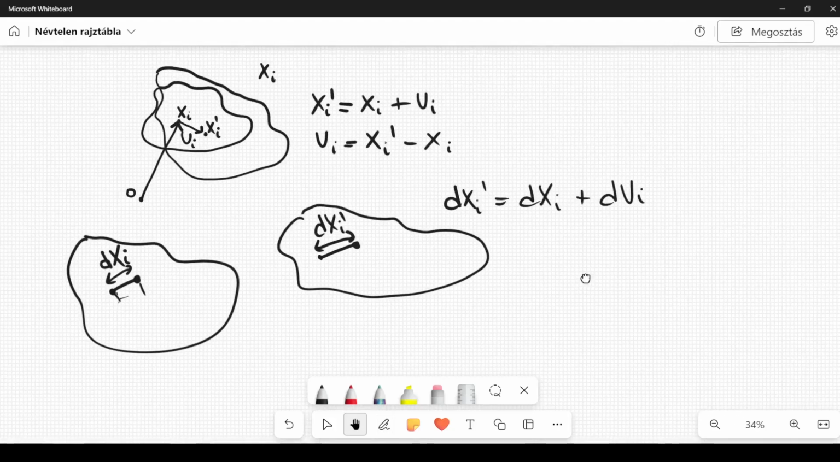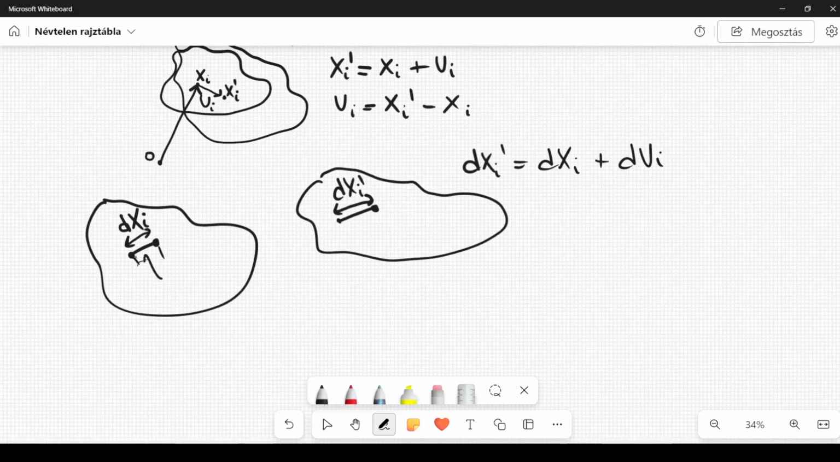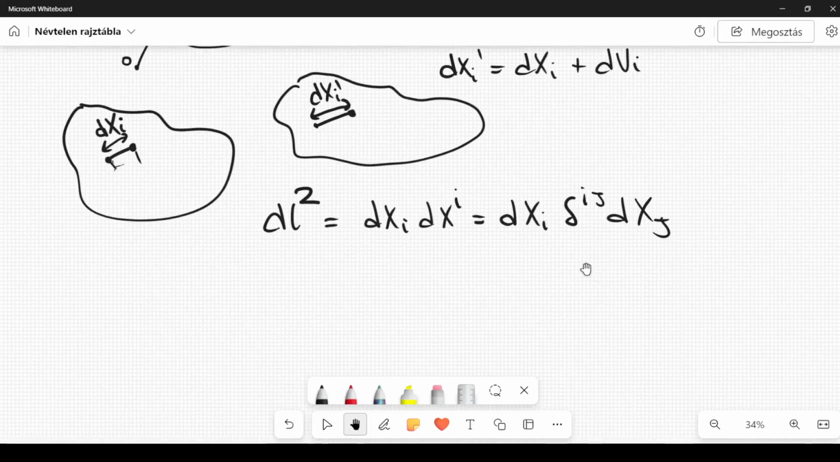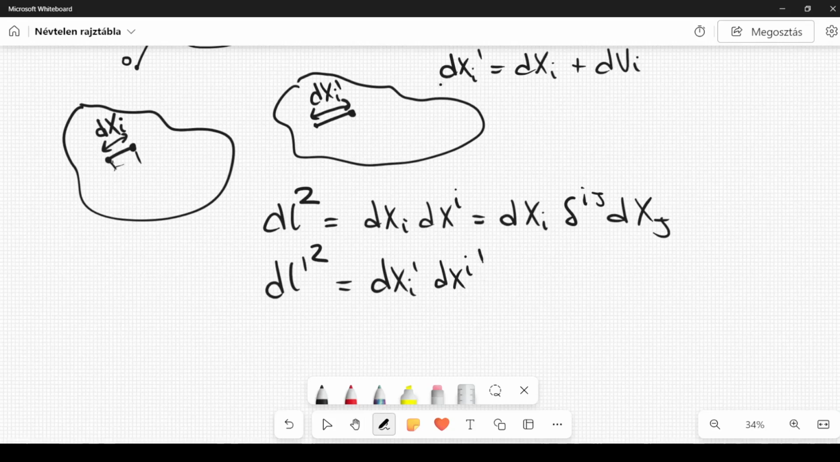And now if we want to talk about the length, so the length, for example, of dxi can be written as dl squared, so the distance squared is given by dxi, and we have to sum over i, so we can also write it as dxi delta ij dxj, like this, with the Kronecker delta. And after the deformation, we have dl prime squared, and this can be written as dxi prime, like this. And we have the definition for dxi prime, so we can substitute it there.